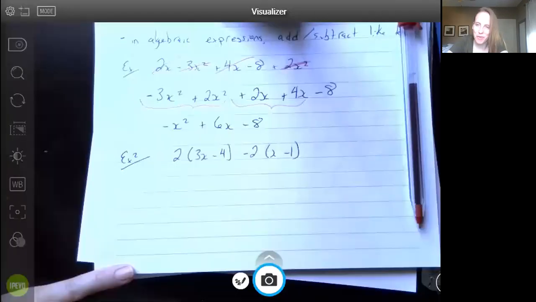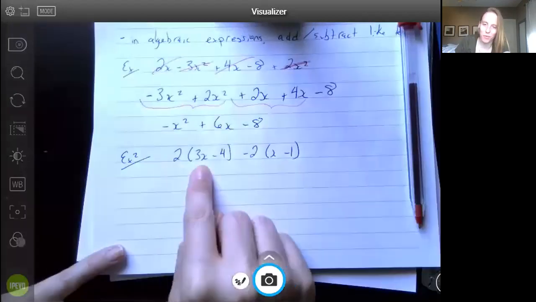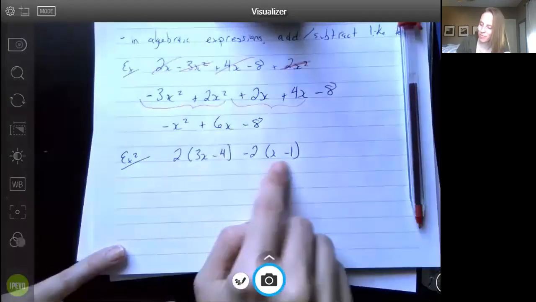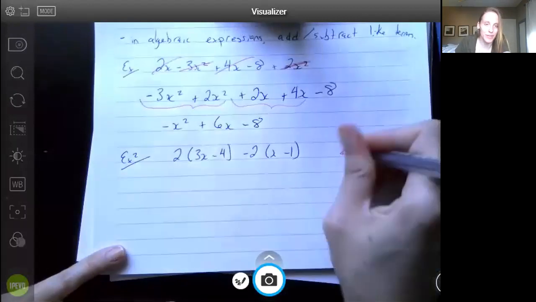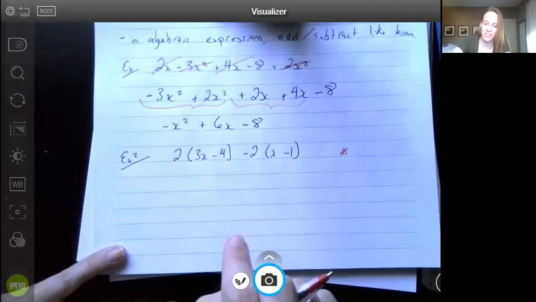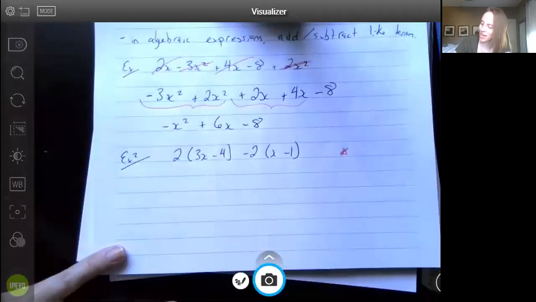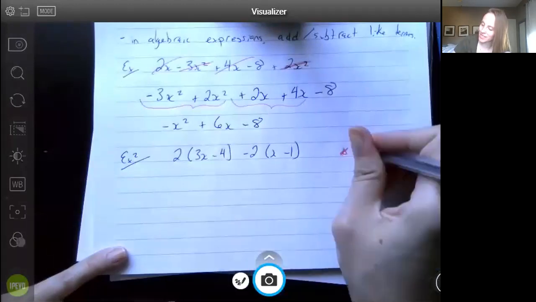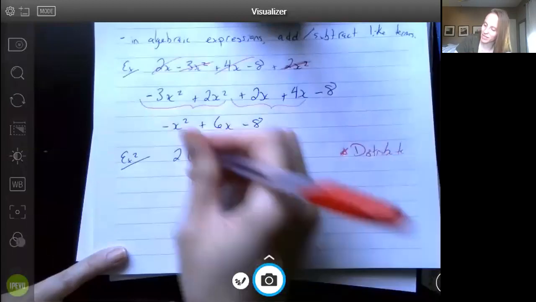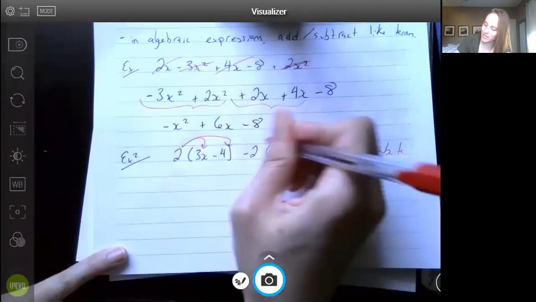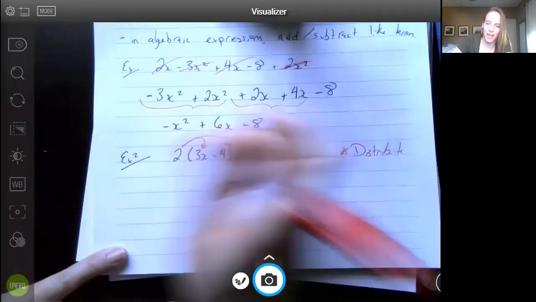Just going to run through one more example here. So this time we have 2 times (3x minus 4) minus 2 times (x minus 1). In this case, before you can gather any like terms, just like when we talked about in the previous chapter, you must distribute first, which means that we multiply whatever's in front of the brackets into the brackets.